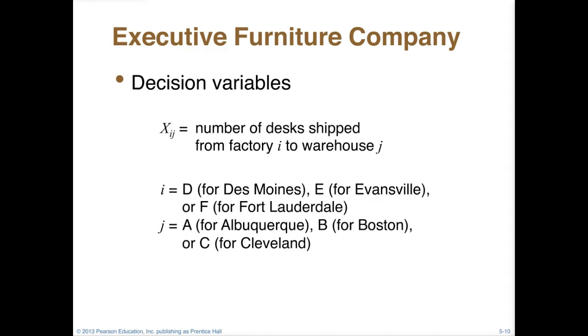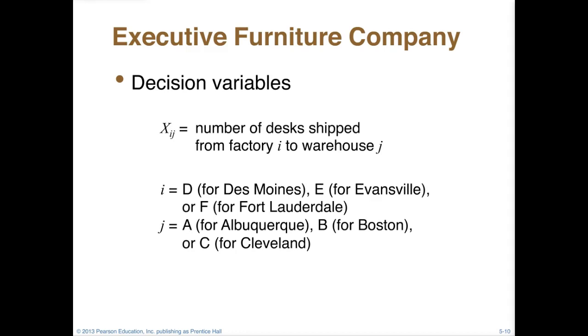All right, so before we start to actually model this mathematically, what we want to do is label what our decision variables are going to be. And so our decision variables are going to be the number of desks going from one location to another. And the way that we're going to label that in this example is X, and then in subscripts, we're going to put IJ, where I is going to stand for the factory that the desks are coming from, and J is going to represent the warehouse or the end destination that the desks are going to.